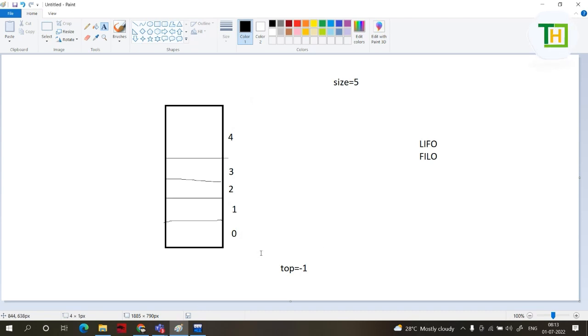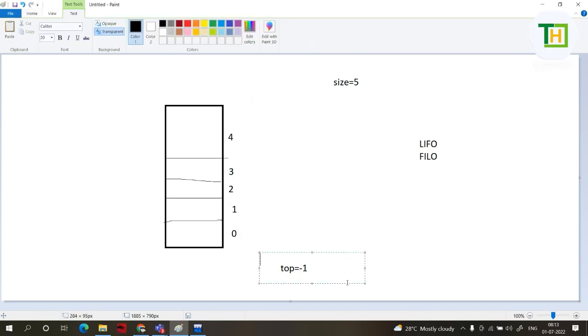Initially there is only one variable, and the top is at -1. Here we have to observe two operations related to the stack, which are called push and pop. Push is for insertion and pop is for deletion.